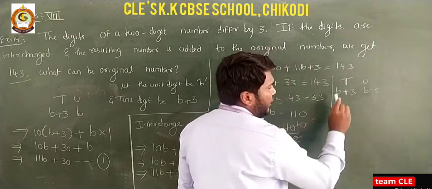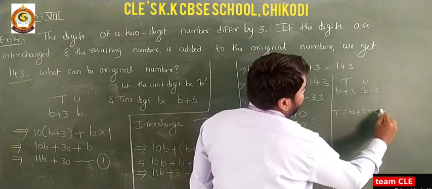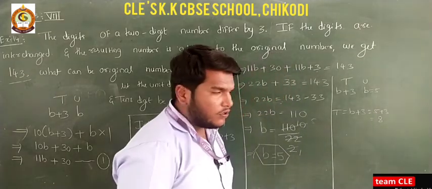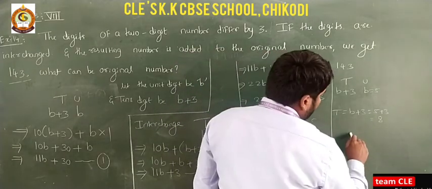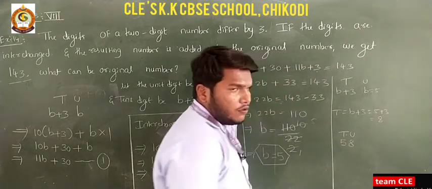B is equal to 5. I need now the tens digit, that is b plus 3, which is equal to 5 plus 3, which is equal to 8. So 58 is the original number.